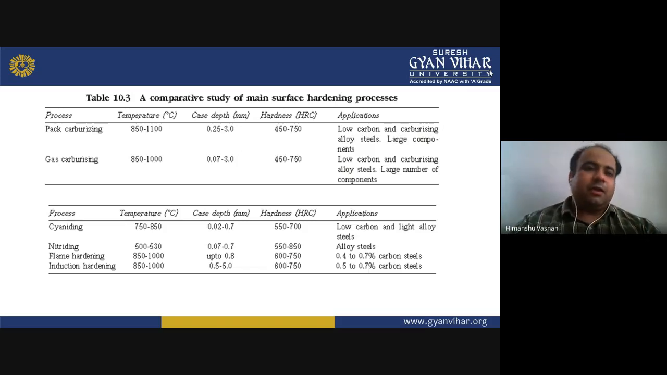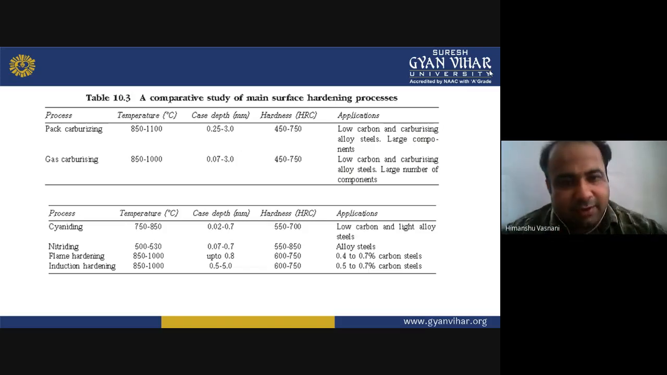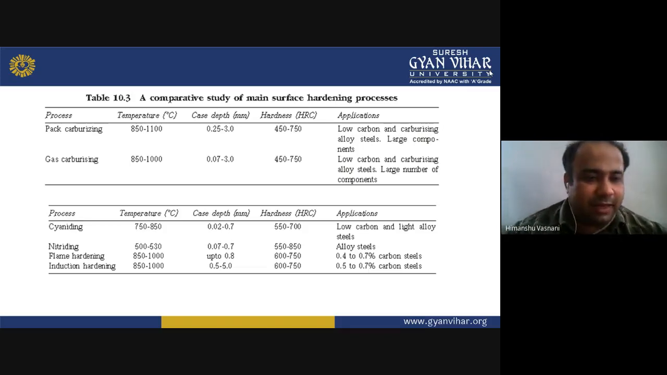Now, if you compare all the processes, you can see that the higher temperatures are in pack carburizing, gas carburizing, flame hardening, and induction hardening, while the case depth is highest in induction hardening, maximum up to 5.0 mm, which is a good amount of case depth. The hardness is approximately 450 or more in all, while in induction hardening and flame hardening you get the maximum hardness possible.